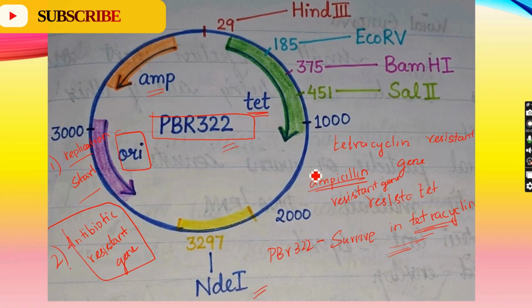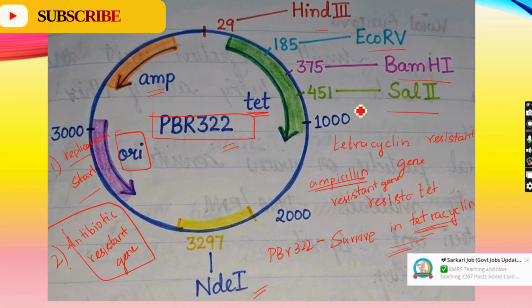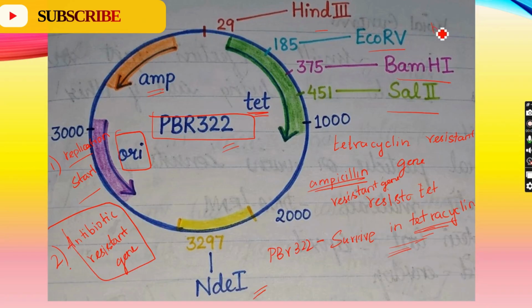Next, these NdeI, HindIII, EcoRI, BamHI, or SalI are all the endonuclease cutting sites. So if another gene is going to be introduced into this plasmid, because a plasmid is a molecular vehicle, it can carry another gene, which means at a site of EcoRI, the endonuclease can cut this site, which causes an integration of another gene of interest. This process is known as recombination.